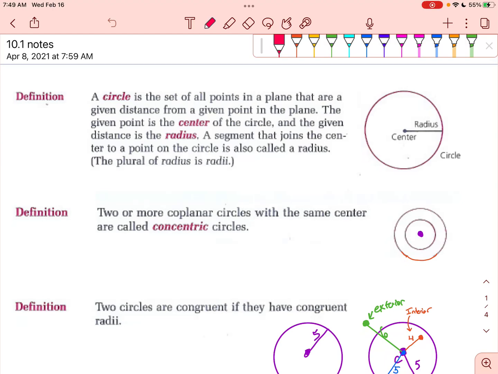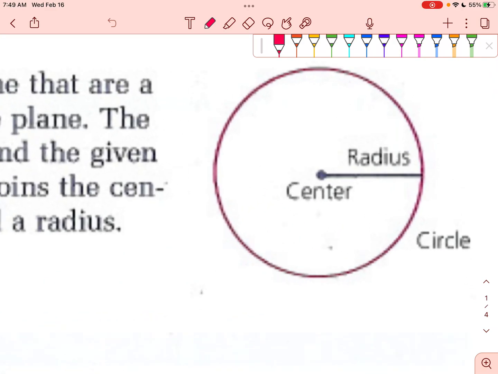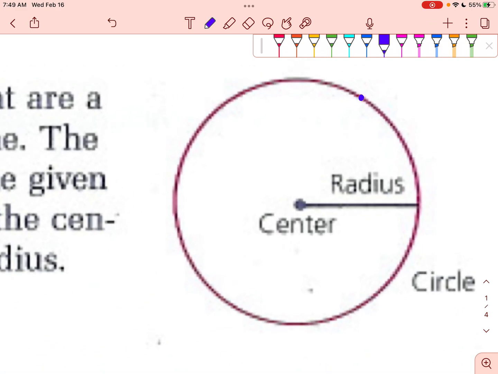Okay, so welcome to 10.1, which is an introduction to the circle. A circle is essentially the set of all points that are a given distance from one point called the center. That given distance is referred to as the radius. In other words, it is a multitude of points, and each of these points is an equal distance away from the center. The distance we refer to with these purple lines is the radius. Okay, so that is how a circle is made.